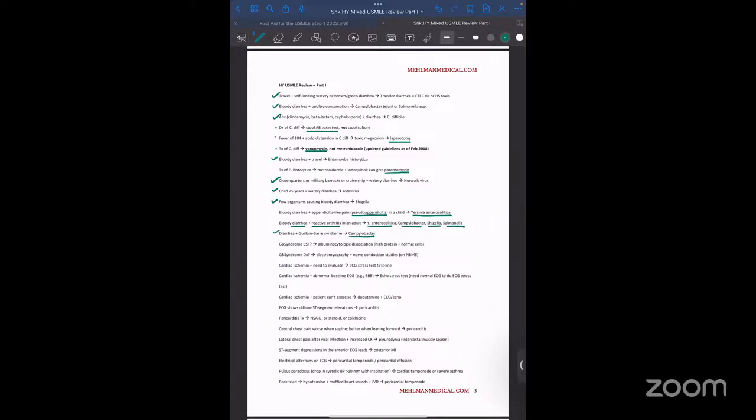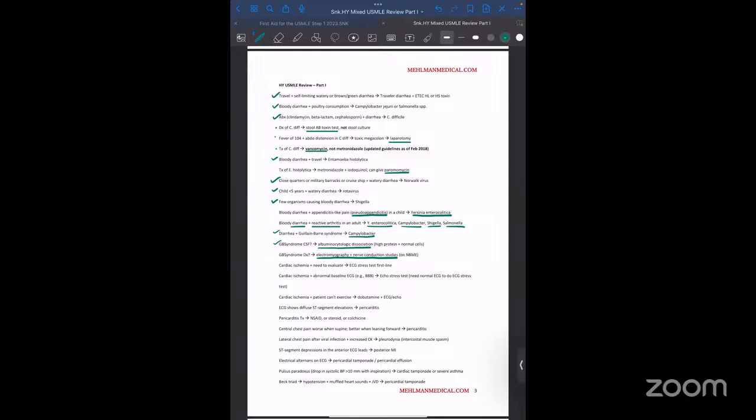GBS syndrome, CSF findings, albuminocytologic dissociation. This is high yield, high protein plus normal cells. GBS syndrome diagnosis, this is important: EMG plus NCS, nerve conduction studies, on NBME. Guillain-Barré syndrome diagnosis, EMG plus NCS.